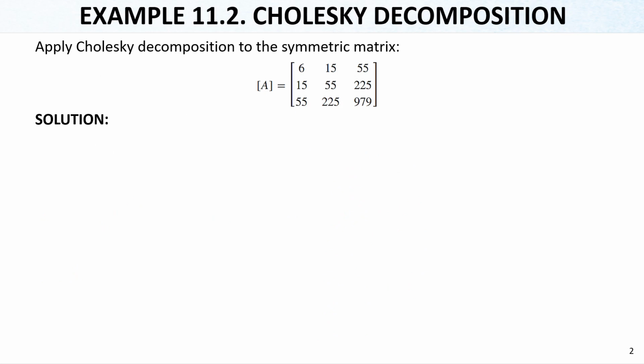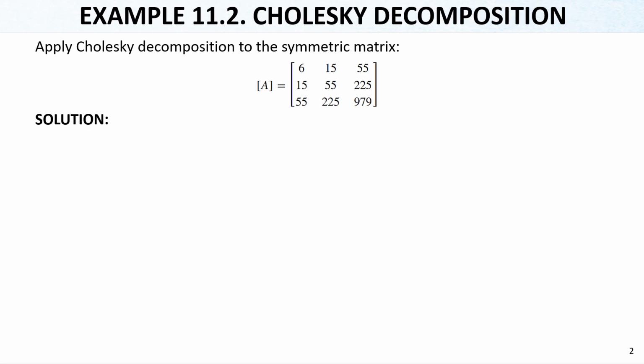We will solve example 11.2 to show the Cholesky decomposition application. For this matrix, you can see this is a symmetric matrix because for the upper and lower values of the diagonal, you can see there's symmetry. 15 is here, 55 is here, 225 is here, and these are the diagonals. So this is symmetric. When you fold it, you can see that each term matches the other term. So if this is symmetric, then we can use the Cholesky decomposition.